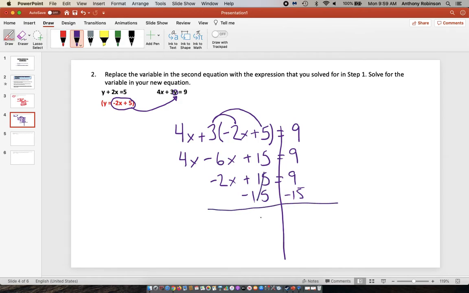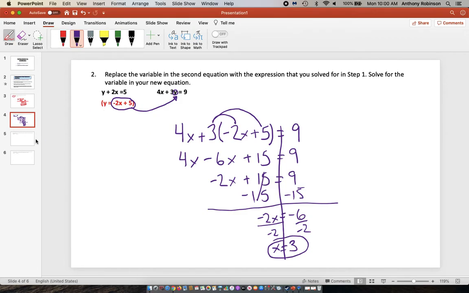This goes away. I have negative 2x equals negative 6. Divide by negative 2. I think my first variable x has a value of 3. Okay, so I have my first variable solved. Now I just need to solve for my second variable and check my work.